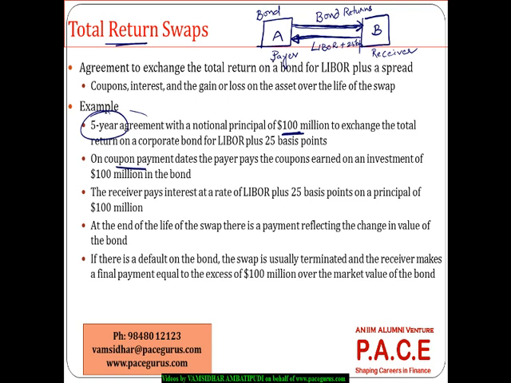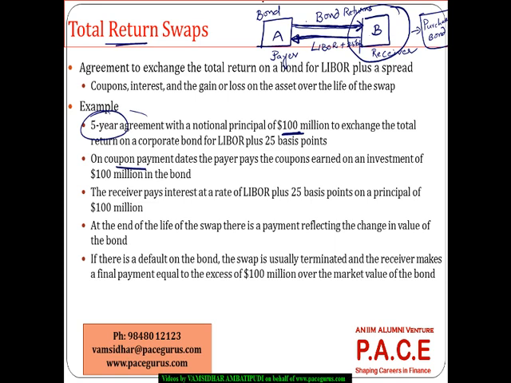So on the coupon payment date, the payer is paying the coupons that are earned on an investment and the receiver is paying LIBOR plus 25 basis points on the same. So at regular intervals, the payments keep happening. Which means in a way, this person is actually receiving the bond returns as if he has purchased the bond. Right? This party is getting as if he has purchased the bond because he is getting the bond return.